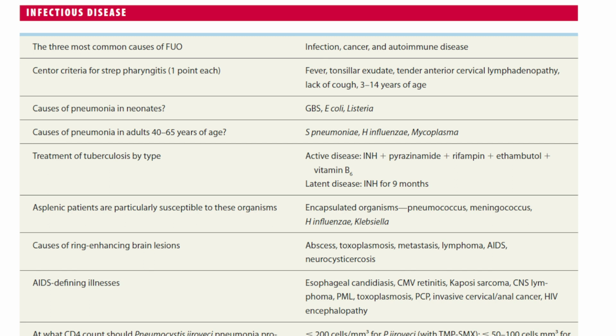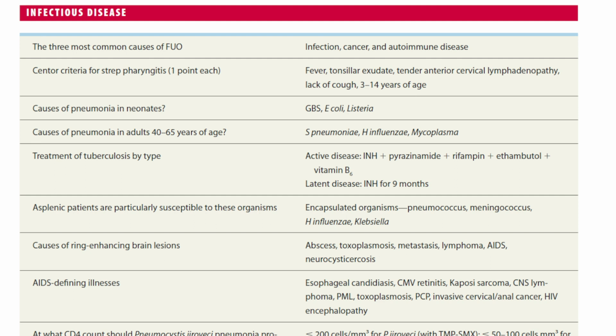Centor criteria for strep pharyngitis: fever, tonsillar exudates, tender anterior cervical lymphadenopathy, lack of cough, and age of 14 years old or younger.